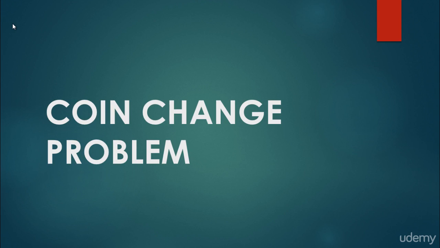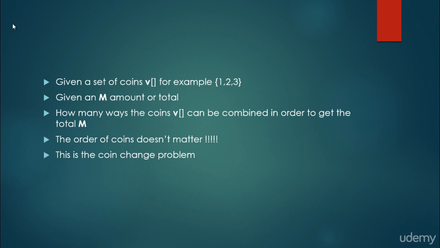Hi, in this video we are going to talk about the coin change problem, so let's get started. The problem is about a given set of coins that we store in a one-dimensional array called V. For example, coin 1, coin 2 and coin 3, say $1, $2 and $3. And given an amount or total M, for example $5, the question is how many ways the coins V can be combined in order to get the total M.